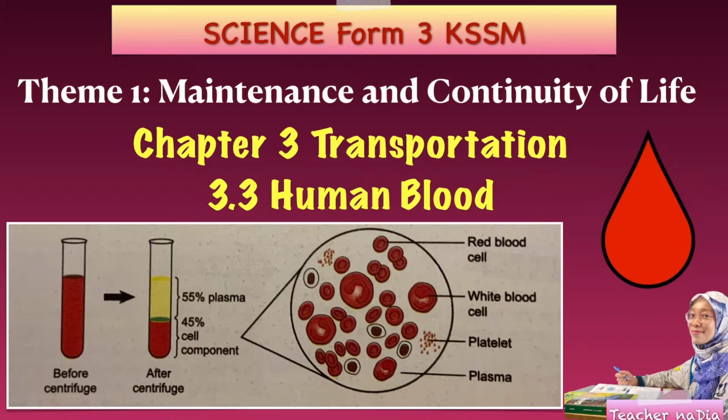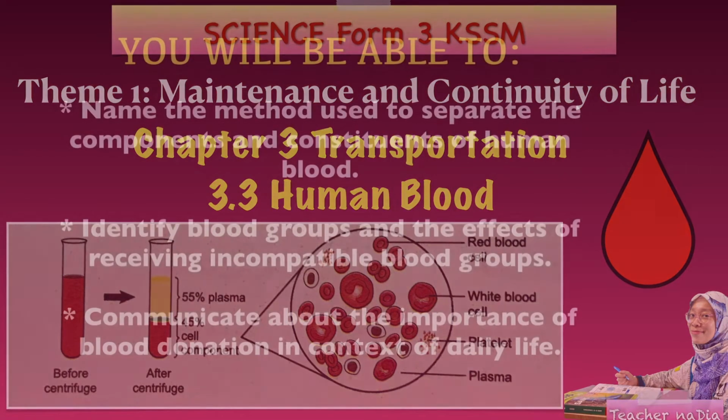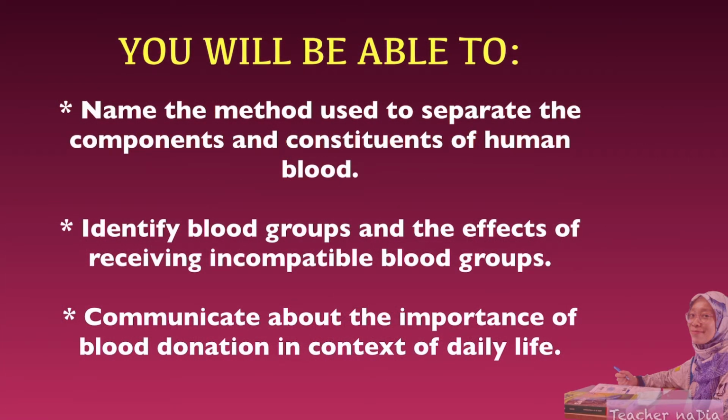Okay, so today we will learn about subtopic 3.3, which is human blood. In this subtopic, you will be able to, first, name the method used to separate the components and constituents of human blood. The second one is to identify blood groups and the effects of receiving incompatible blood groups, meaning what happens if we receive different types of blood groups. The third one is to communicate about the importance of blood donation in the context of our daily life.